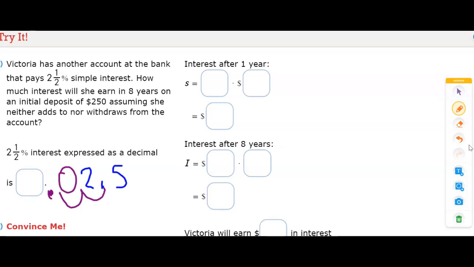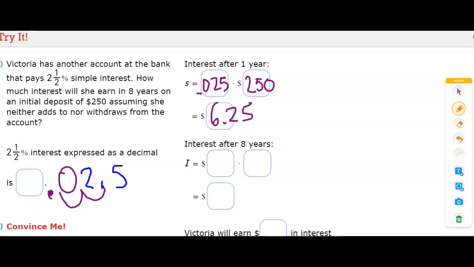So the S is for the interest amount and is equal to the percent of simple interest, that is 0.025 times the $250 of her initial deposit. And then when we multiply the simple interest times the initial deposit, we're going to get $6.25, and that's just the interest after the first year.